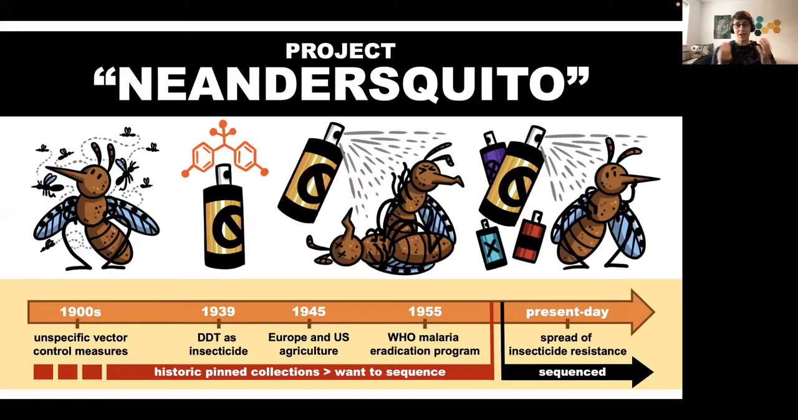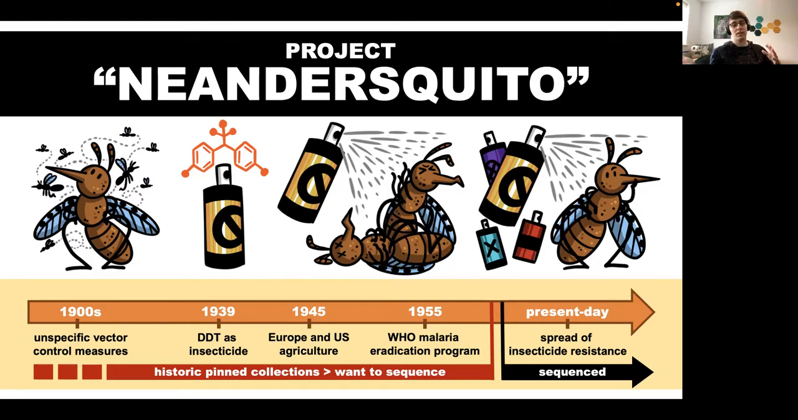And here we get to our project, which we dubbed Neanderskeeto. So if we look at the present day population genomic databases that we have, we can see that depending on the region in the world, depending on the species, we have different insecticide resistances, which are very often population specific or region specific. But when did this exactly start?